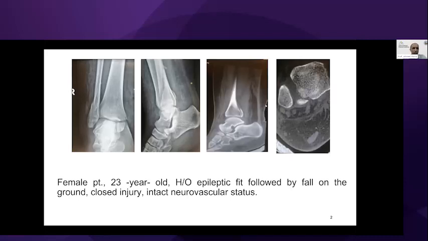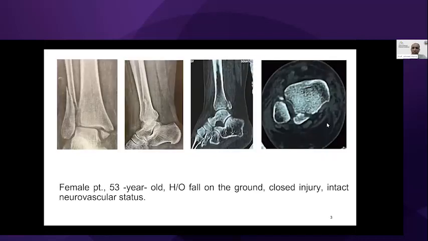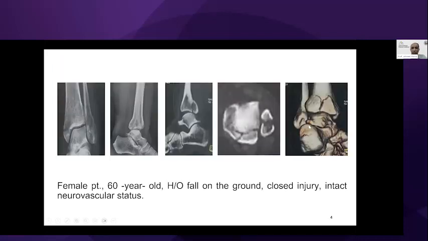This is one example of these patterns, where we can see a very small fragment in the posterolateral corner of the distal tibia. And this is another pattern, where we can see a larger posterolateral fragment. This is a third pattern, where we can see a large posterolateral and posteromedial fragment, and it's more clear here in the 3D view.